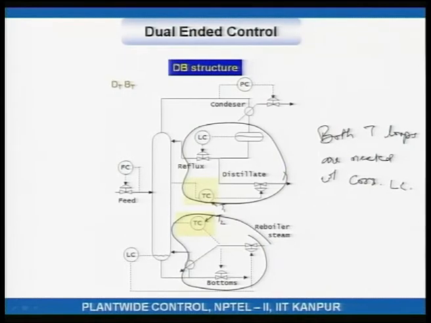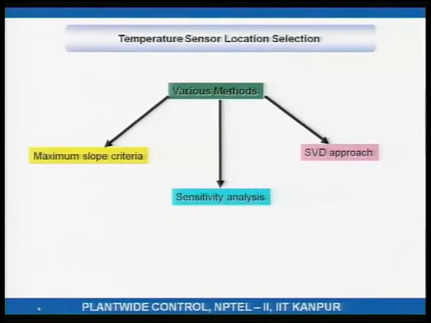Okay. Now, another important issue. Well, let's do it. Right now, we have just taken on faith, okay, there is some tray temperature that I try and control here, there is some tray temperature that I try and control here. Is there a systematic way of figuring out what tray temperature would provide me the most effective quality control?